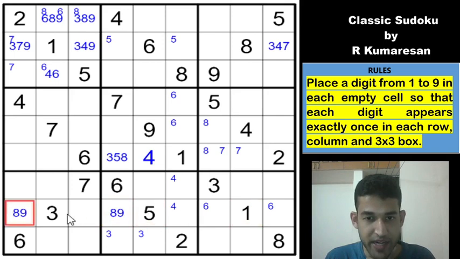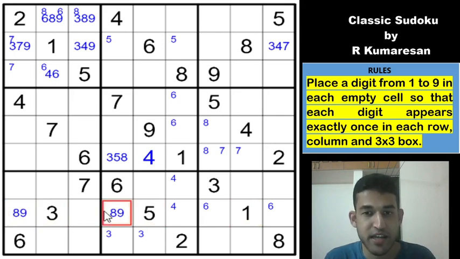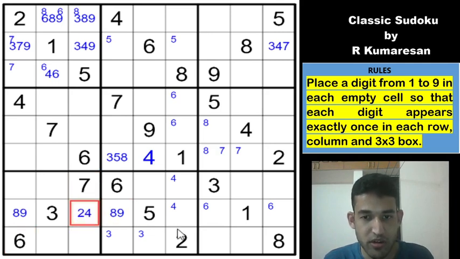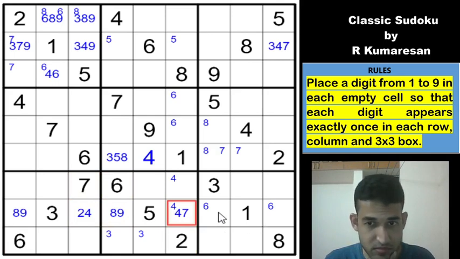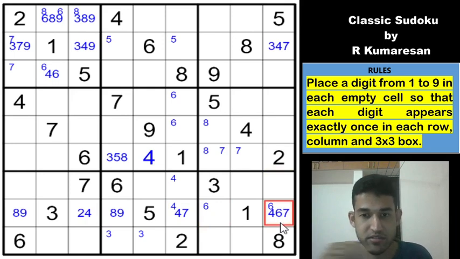1, 3, 5, 8 and 9. So which means that the remaining digits in that row are 2, 4, 6 and 7. This can't be 6 and 7, so this would be 2, 4. This is not 2 and 6, so this is 4 and 7. This would be 2, 4, 6 and 7. And this would be a 4, 6 and 7. Okay.